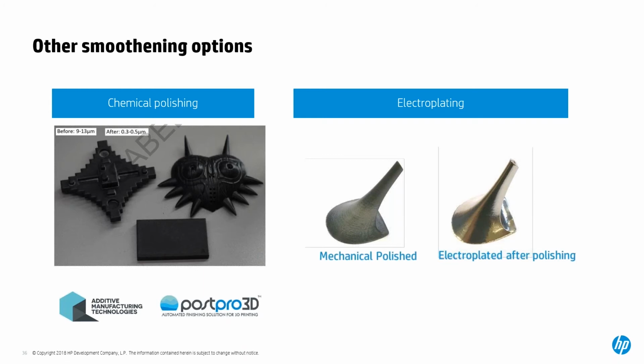And then another option is electroplating the parts. So to get a smooth surface, the part could be directly electroplated, or we could use a primer in between to have the electroplating put on top of that one.